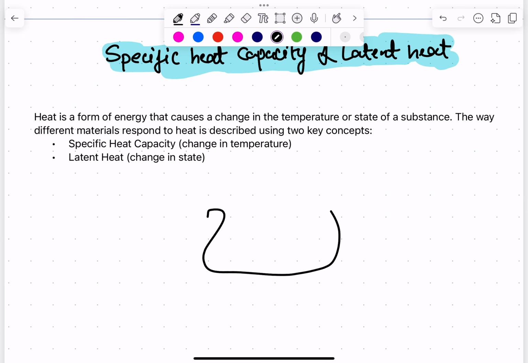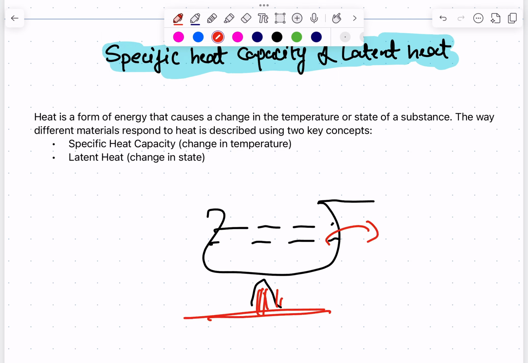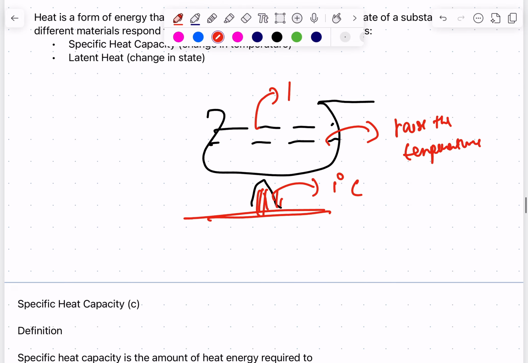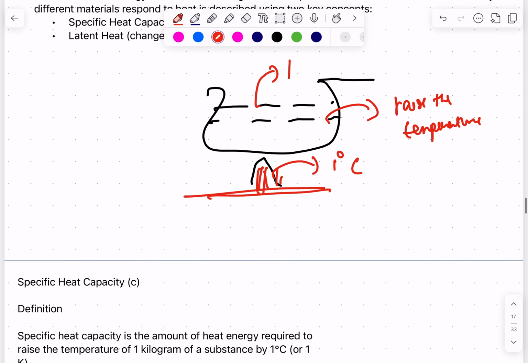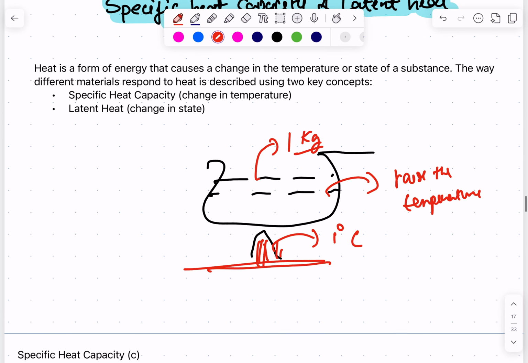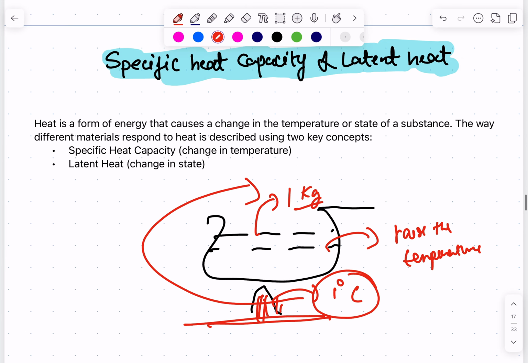So for example, if you have a bowl and you're heating this thing and you have to raise the temperature of it, yes? So in simple language, specific heat capacity is the amount of heat required to raise the temperature of 1 gram of substance by 1 degree Celsius. So 1 kilogram, I mean, not 1 gram, but yeah. So specific heat capacity is the amount of heat required to raise the temperature of 1 kilogram of substance. This is known as specific heat capacity.